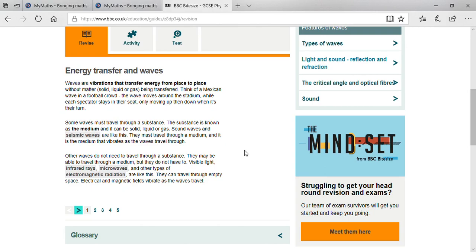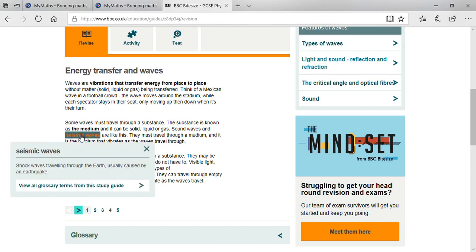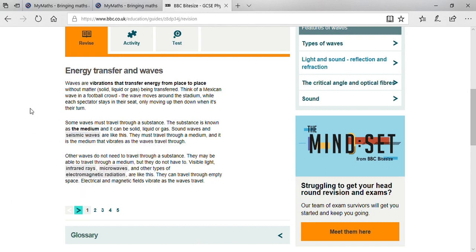Some waves must travel through a substance, which is also known as a medium. As usual, I am telling you that a wave is a type of transferring of energy from one point to another point, so 100% it requires a medium. There are many types of waves, like sound waves and seismic waves. Seismic waves are shock waves that travel through the earth, usually caused by an earthquake. So they must travel through a medium, and it is the medium that vibrates as the waves travel through. Clear?